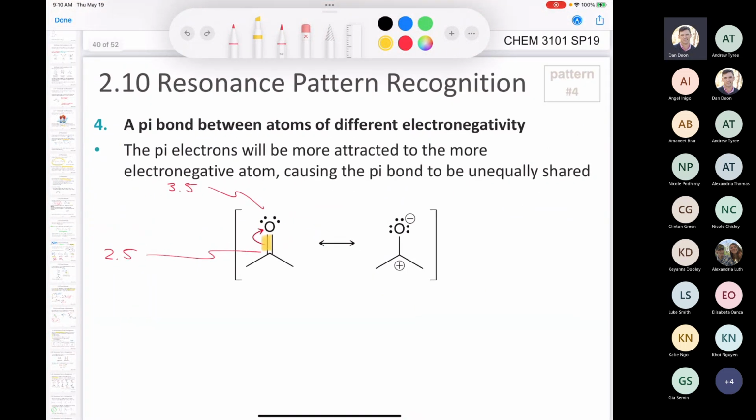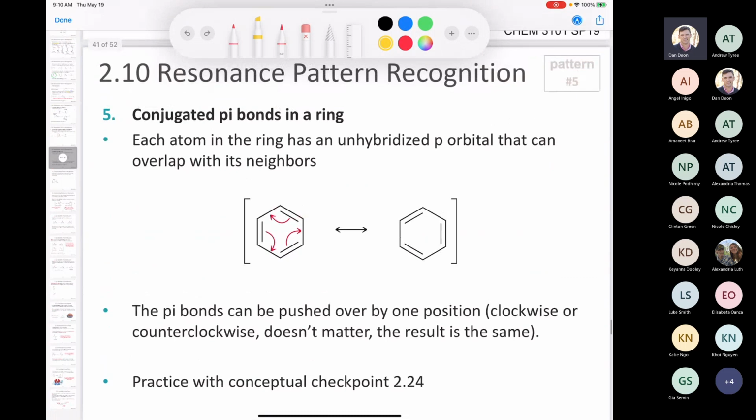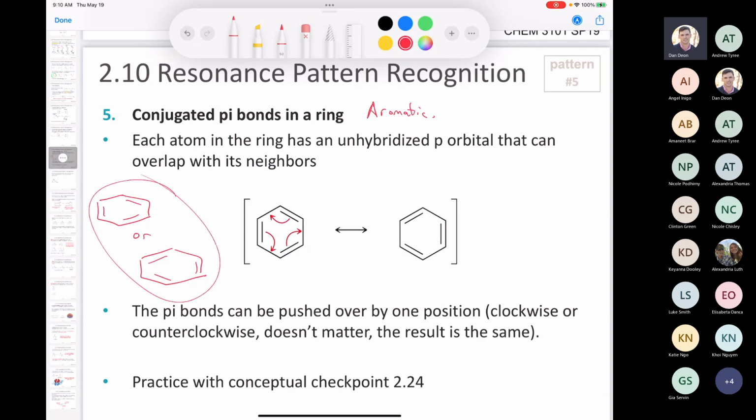And that brings us to the last pattern that we need to be able to recognize, and that's conjugated pi bonds in a ring. So this is something that we see with aromatic compounds. And check this out. When you're drawing an aromatic ring, you can draw the aromatic ring like this, or you could draw it like this. These are identical to each other. Why is that? It's because all of the pi bonds in an aromatic ring are conjugated. Everything is conjugated, right? It goes double, single, double, single, double, single.